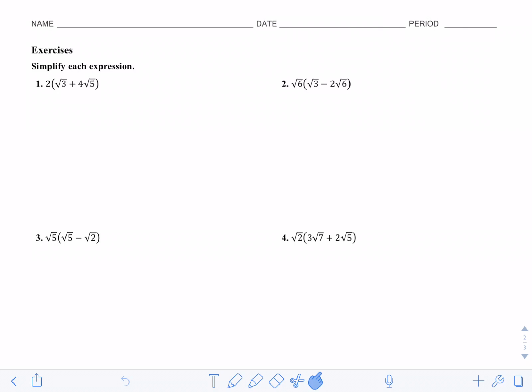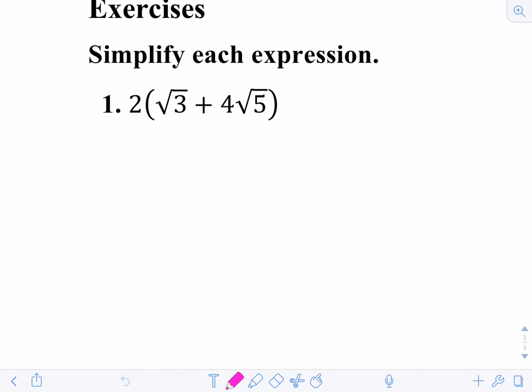Alright, this is the second part of your 10-3 notes. So this is the back side of your notes. Here we have multiplication, so I'm going to go ahead and start with the first one.